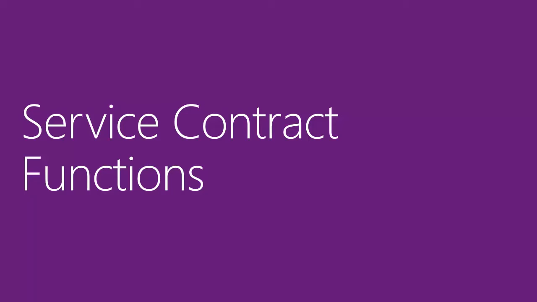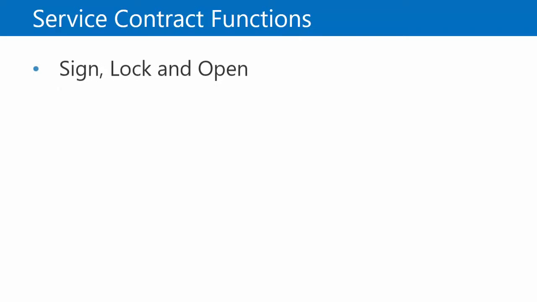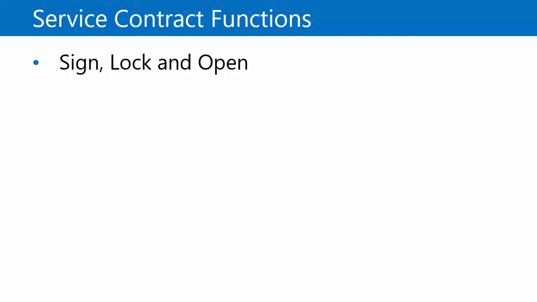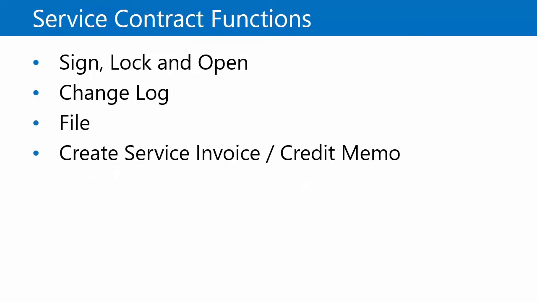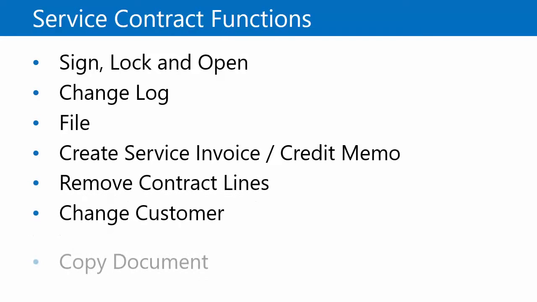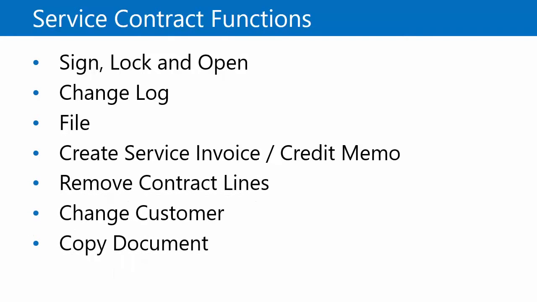We are now going to review some functions that you can find on your service contract. So let's review the following functions. First, we're going to have a look at sign, lock, and open. Then we're going to have a look at the changelog function, the file function, create service invoice or credit memo, remove contract lines, change customer, and finally copy document.